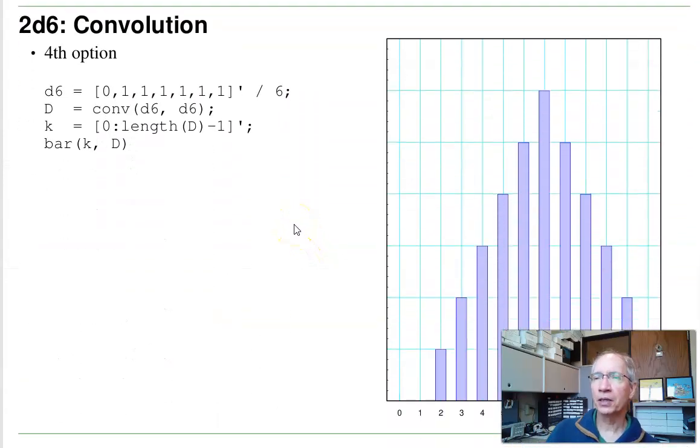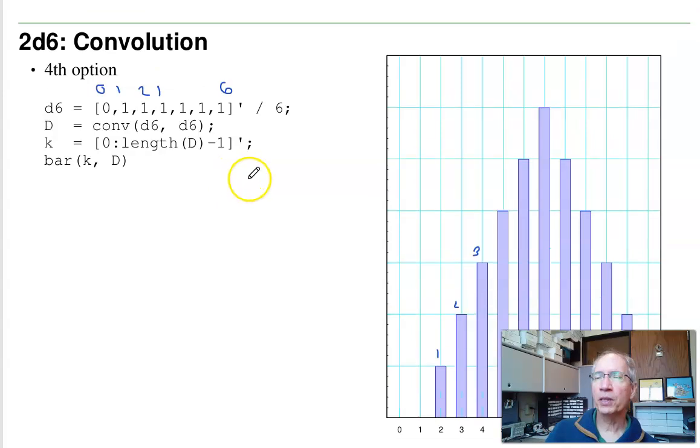Fourth approach is convolution. What I can do in MATLAB is have the PDF for a single 6-sided die. So this is the probability of rolling a 0, 1, 2, 3, 4, 5, and 6. I could keep on going, but it's not necessary. So that's the PDF for a single 6-sided die. If I convolve a 6-sided die with a 6-sided die and plot it, here's what I get. Same answer I got before, so there's a 1 in 36 chance of getting a 2, 2 in 36 chance, 3, 4, 5, and 6, 5, 4, 3, 2, 1.